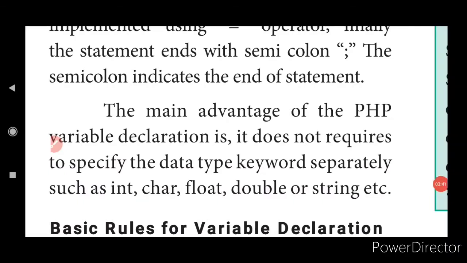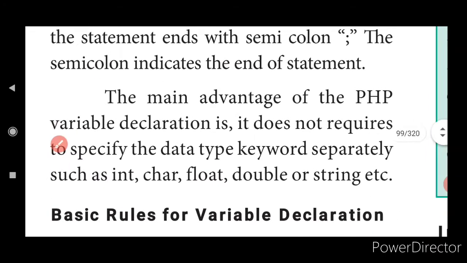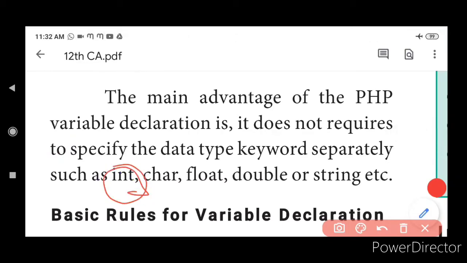See, in your C++ and all, for representing a variable, we use its data type. If I write A is equal to 2, 2 is a number. If I want to represent a number, I will represent that as int A is equal to 2. You can see here, right? Int A is equal to 2.